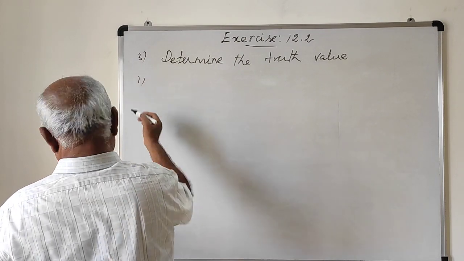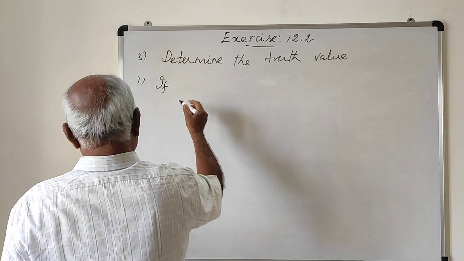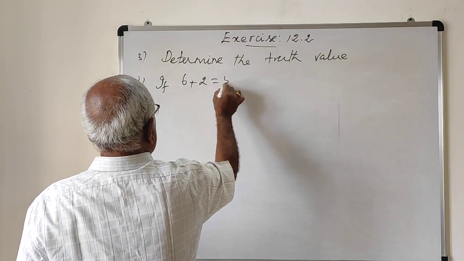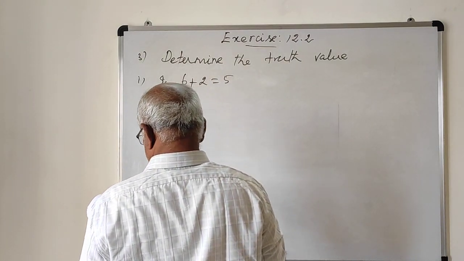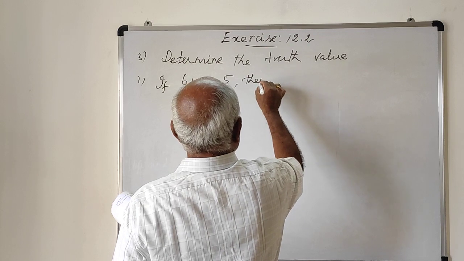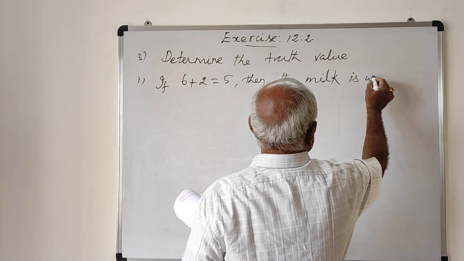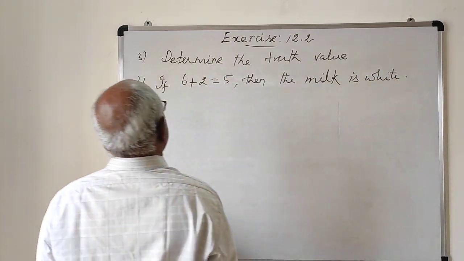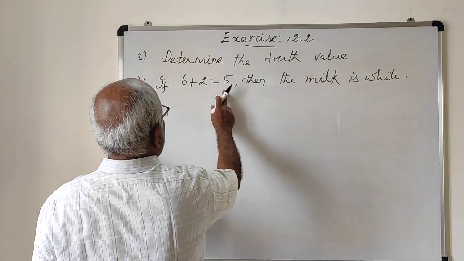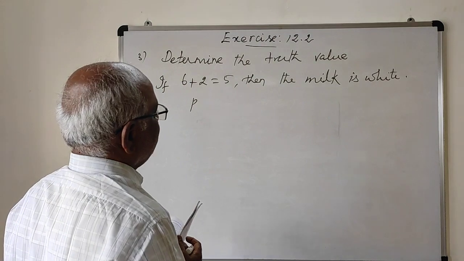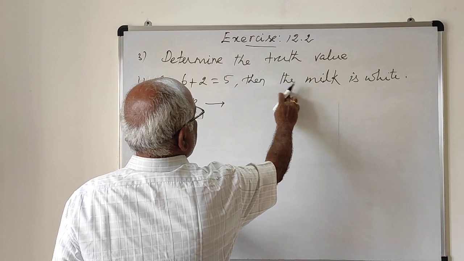First one is: if 6 plus 2 equal to 5, then the milk is white. If 6 plus 2 equal to 5, you consider it the statement P. If then, the single condition, the milk is white is Q.